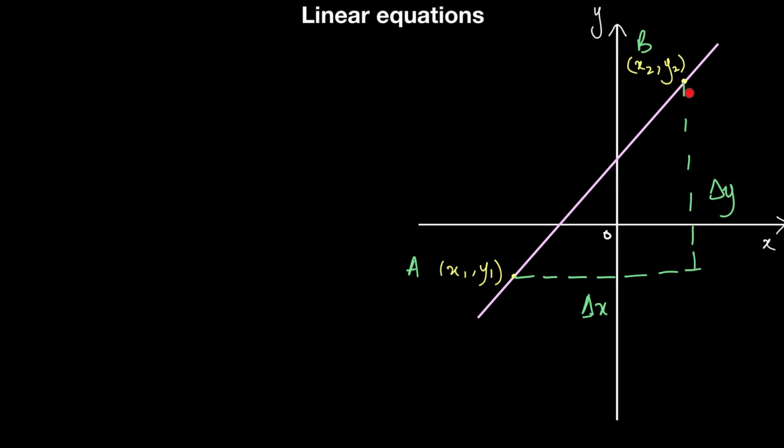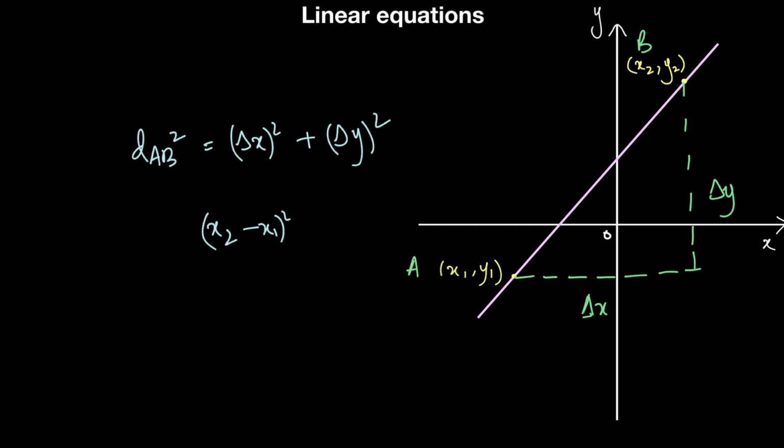If we have a right angled triangle, then the distance AB squared is the change in x squared plus the change in y squared. So let's write that down: the distance AB squared is the change in x, the whole thing squared, plus the change in y, the whole thing squared. Now the change in x from A to B is simply the difference between x values. So the change in x can be rewritten as x2 minus x1, the whole thing squared. And the change in y is the difference in y values. So y2 minus y1, the whole thing squared. So that is the distance AB, the whole thing squared.